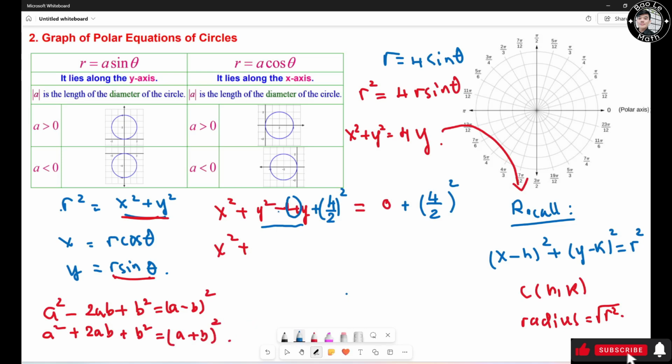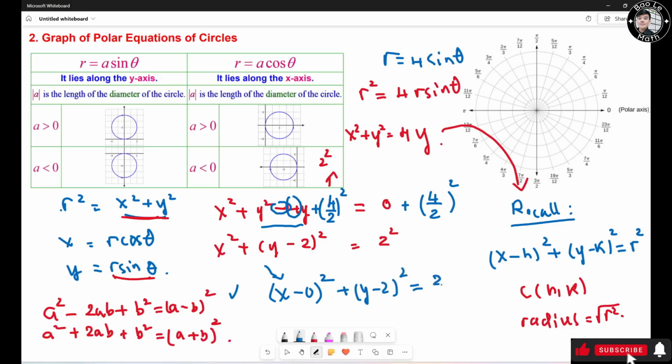Because you have the subtraction sign right here, it falls into the first formula. So this turns out to be y minus 2 all together squared, because 4 divided by 2 is going to be 2, and 2 squared equals 4. So right here I just put this one as 2 squared. Equals 2 squared. Now I can rewrite this as x minus 0 all together squared plus y minus 2 all together squared equals 2 squared.